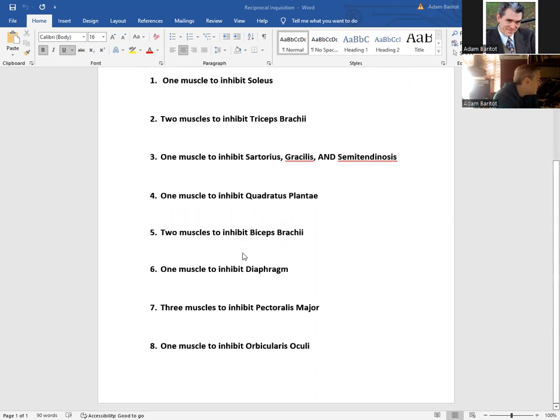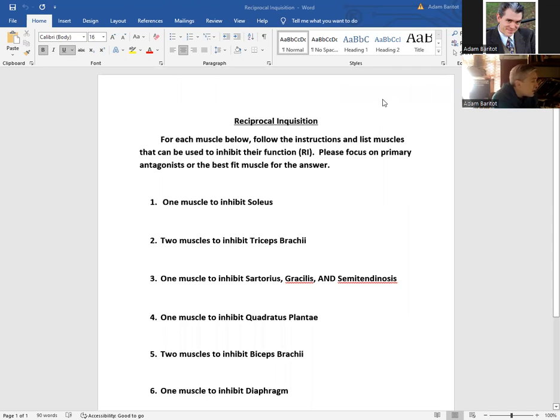There are 8 groupings here. Make sure to read each one carefully. Make sure to consider what joints are being moved and what the muscles are actually opposing. Very good. That will be due for next week. That is your homework, which you will turn in.